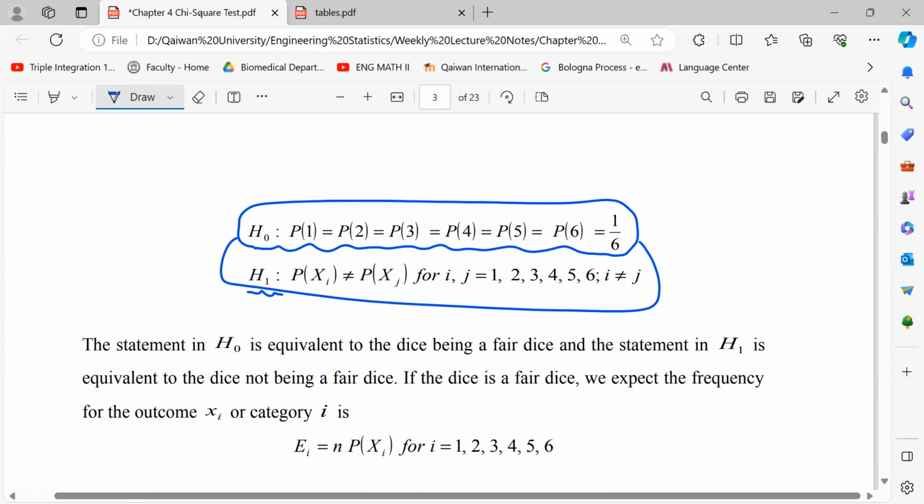Then we will decide which of these is accepted and which is rejected. We just focus on H0, whether H0 is accepted or not, like the previous ones. In the previous chapters we did that. We said we could reject H0 or we could accept it.